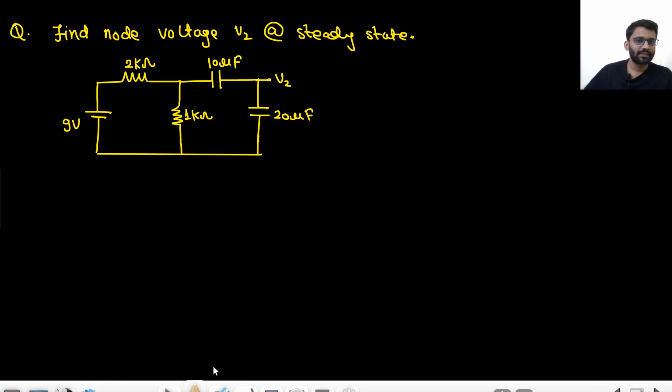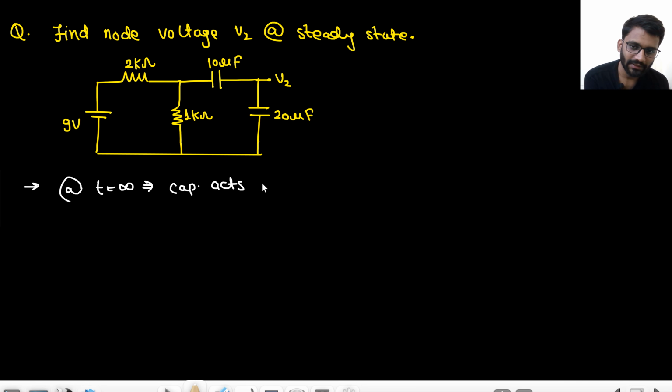Now see this question. I want you all to answer this question on your own. You have to tell me the steady state value of v2, so v2 at t equals to infinity. So at infinity what will happen? At t equals to infinity, the capacitor acts as an open circuit, right? So this will be your circuit.